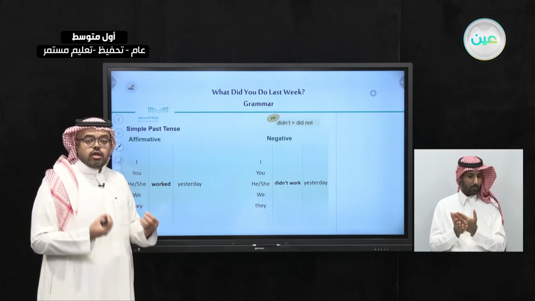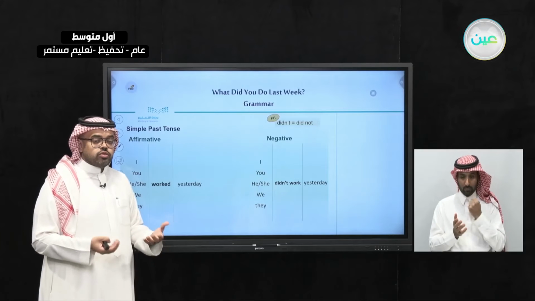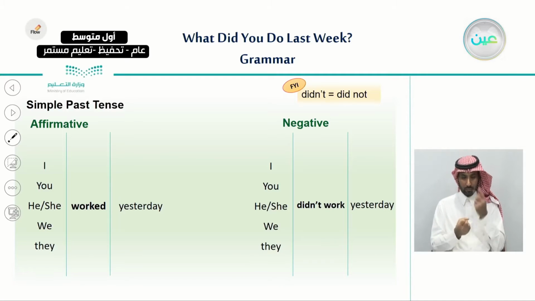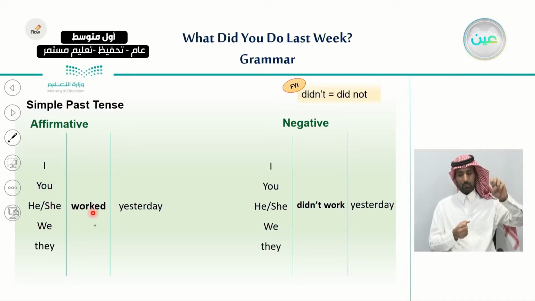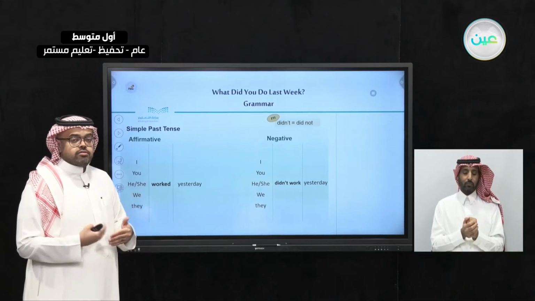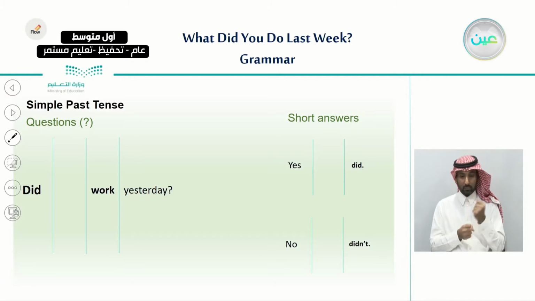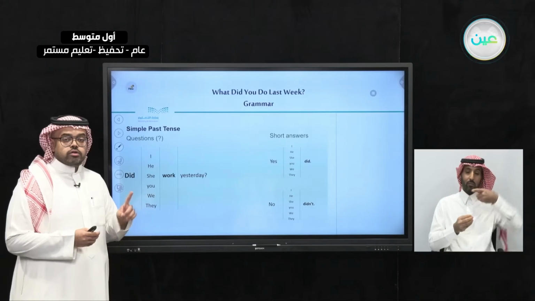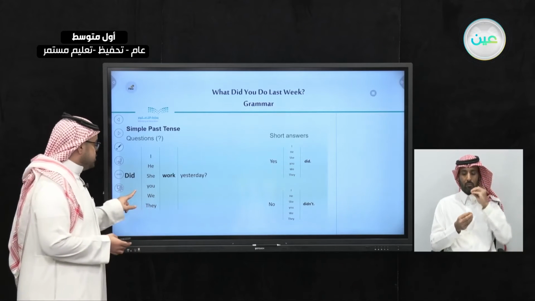I didn't work yesterday. So again, we use the simple past tense to talk about things that happened in the past. For example, what we need to do with the verb, we only add ed to the verb. As you can see here, the verb is work, and we added ed to it just to indicate that this happened in the past. So this is in regard to sentences. If we're talking about questions and how we can make questions in the past, we usually use only one auxiliary verb, which is in this case did.